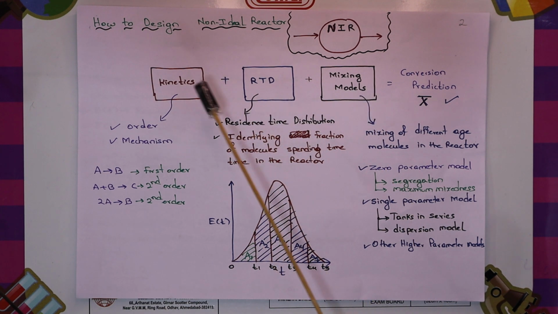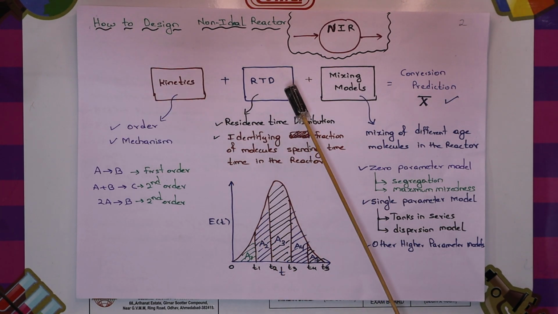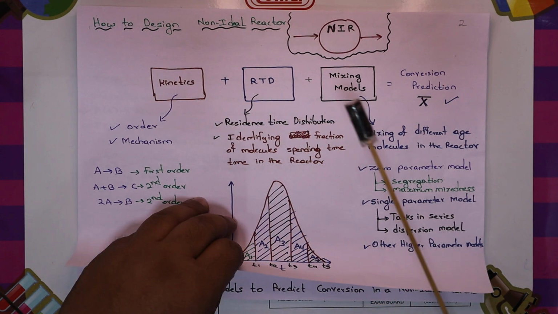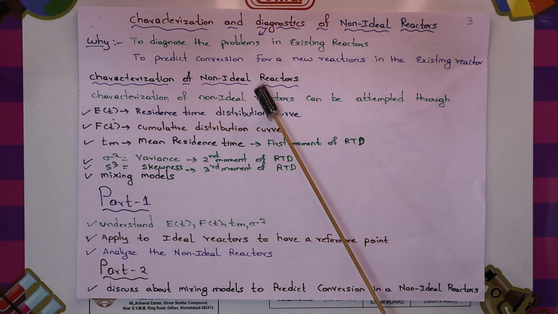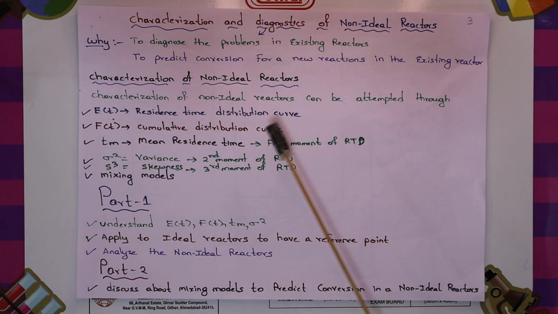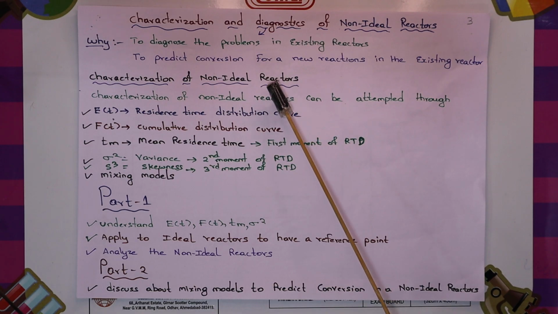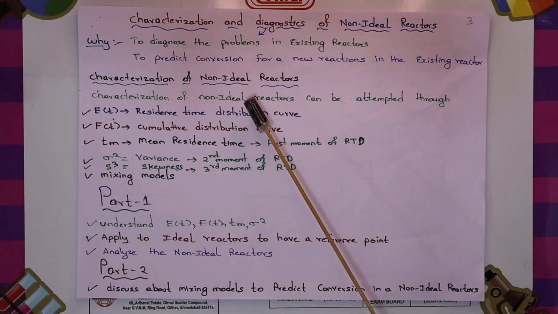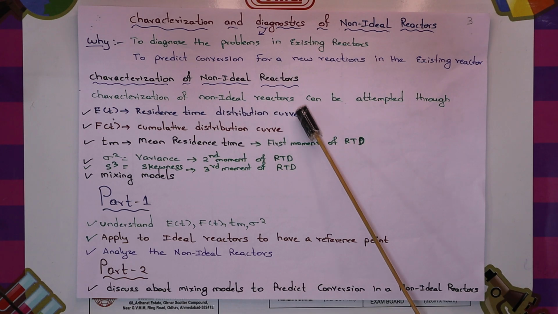Kinetics is predominantly discussed in CRE1, and presently we are discussing the residence time distribution analysis. So far in the residence time distribution analysis, what we have done is characterization. Characterization means any reactor has certain properties, and you can detect non-ideal properties through characterization. One of the few characterization methods is finding the residence time distribution curves using tracer curve experiments.